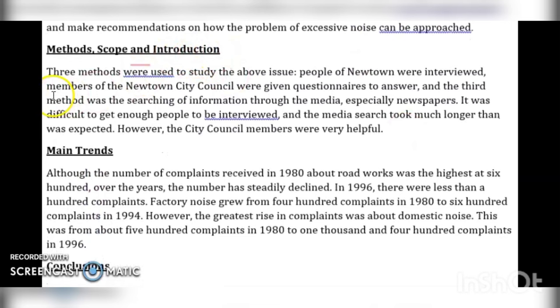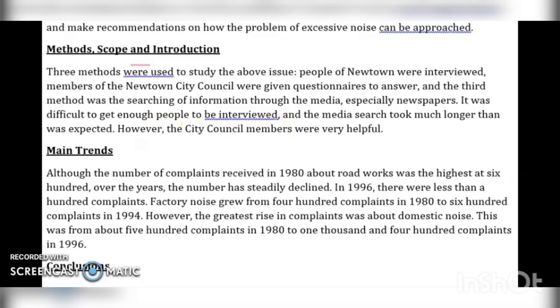Method, scope, and introduction. Now, there are three methods that were used to study the above issue. People of Newtown were interviewed. Members of the Newtown City Council were given questionnaires to answer. And the third method was the searching of information through the media, especially newspapers. It was difficult to get enough people to be interviewed, and the media search took much longer than was expected. However, the City Council members were very helpful.